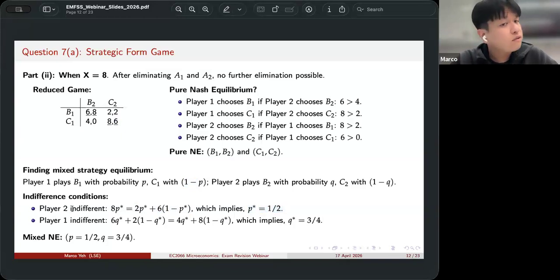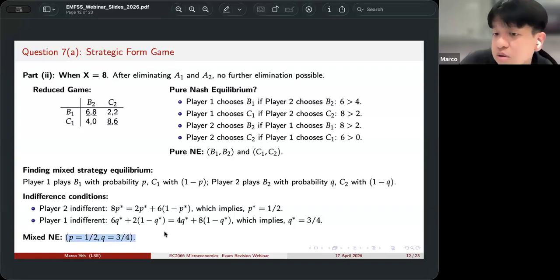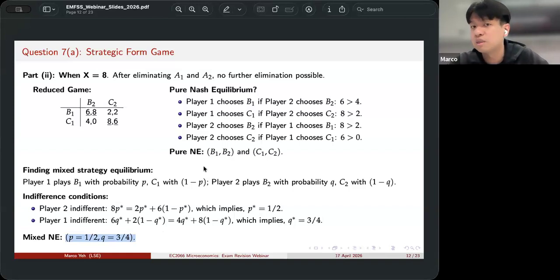This is one of the two indifference conditions. You work from the perspective of player 1 to solve for the equilibrium value for player 2, which should be 3/4 on B2, 1/4 on C2. So the mixed Nash equilibrium will be P equals 1/2 and Q equals 3/4. This should be already covered in the lecture or in the live sessions by your class teacher. Hopefully it should be fine.